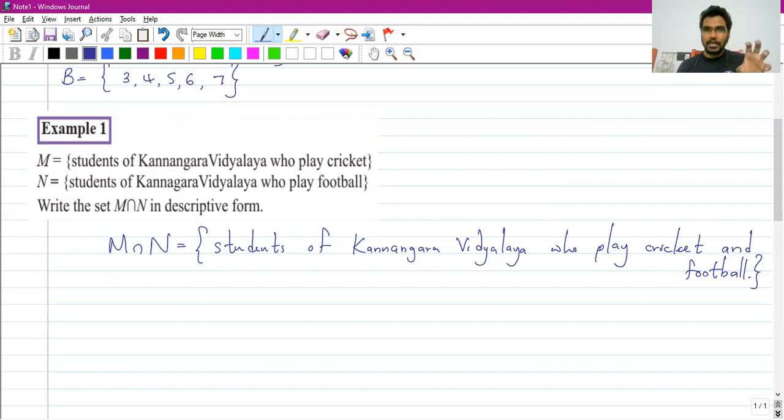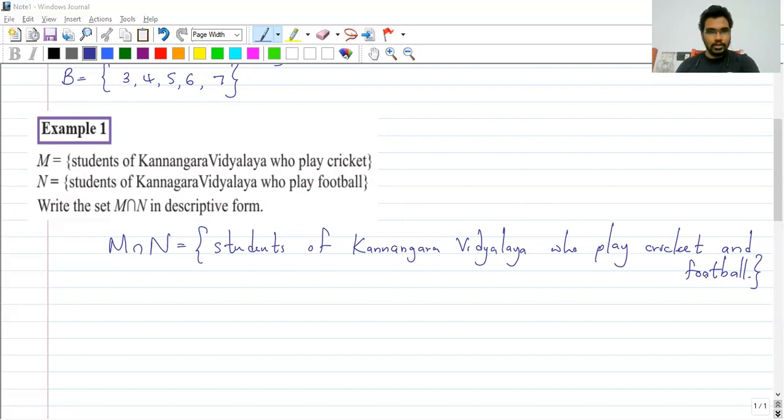So because of that I have used "and". So M intersection N means the common elements for both of these sets. So that means students of Kannangara Vidyalaya who play cricket and football. So I think you can understand. So shall we move to another example?